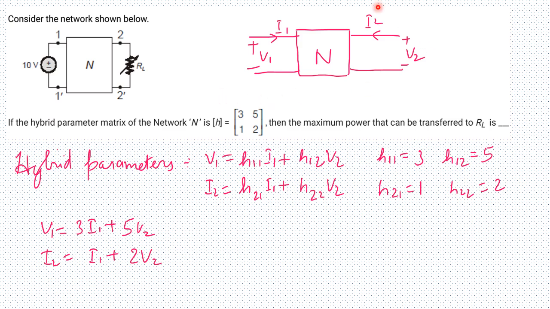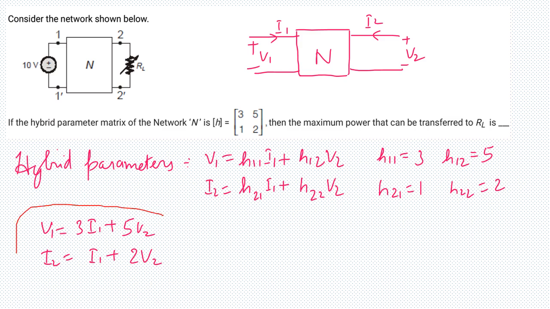In a two-port network, as shown here, with the voltage and current polarities, we can write the equations for hybrid parameters as V1 equals H11 I1 plus H12 V2, and I2 equals H21 I1 plus H22 V2. Here H11 is 3, H12 is 5, H21 is 1, and H22 is 2. Substituting these parameters, we get V1 equals 3 I1 plus 5 V2, and I2 equals I1 plus 2 V2.